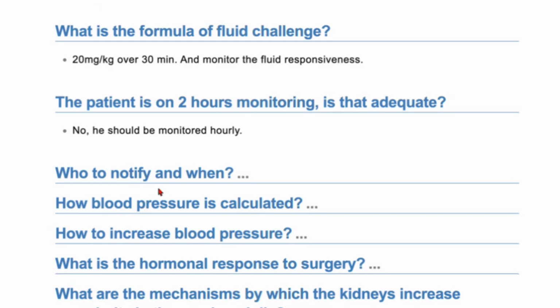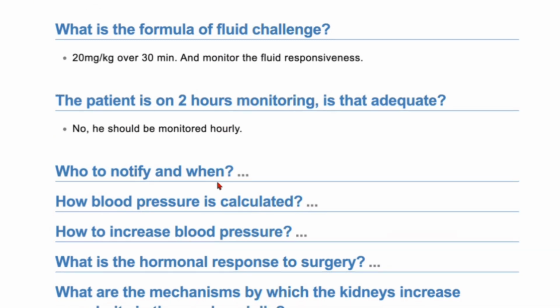So I would notify my consultant on call and the ITU consultant as well. I would notify them if the patient was unresponsive to the 4 fluid challenges, as I can give up to 4 according to NICE guidelines. This is important as the patient would need to be monitored either with a pulmonary arterial catheter to monitor their cardiac output, and this typically can be done in an ITU setting.